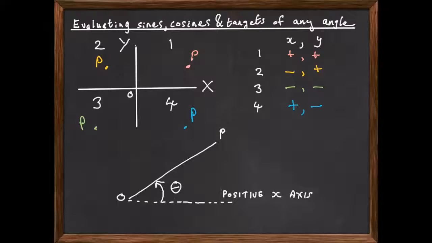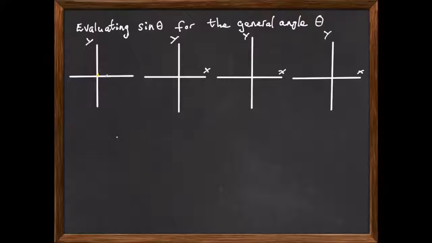We will rotate a line OP about the origin O. Theta is the angle of rotation measured in degrees or radians from the positive x-axis. Anti-clockwise rotations are measured as positive angles, and clockwise rotations are measured as negative angles. Evaluating sine theta for the general angle theta.